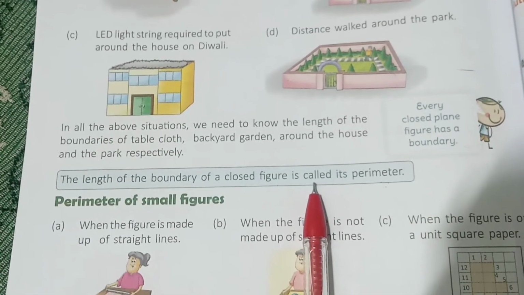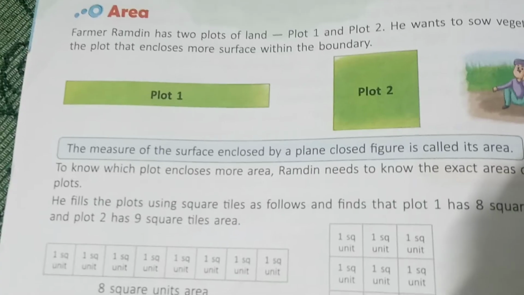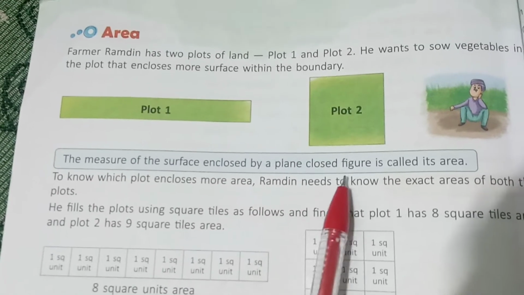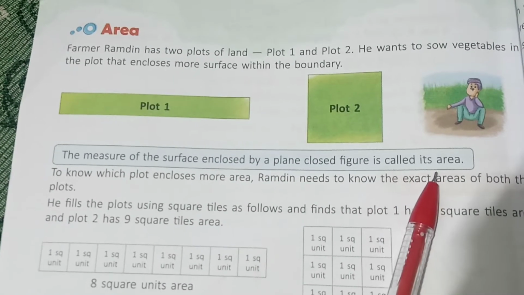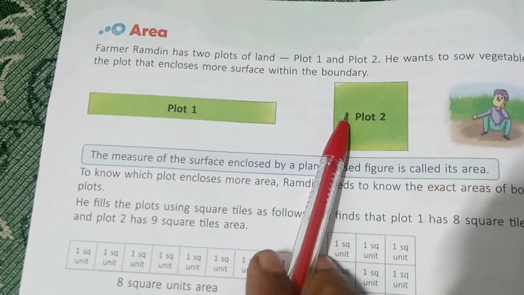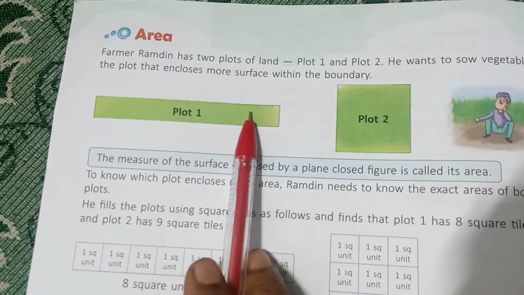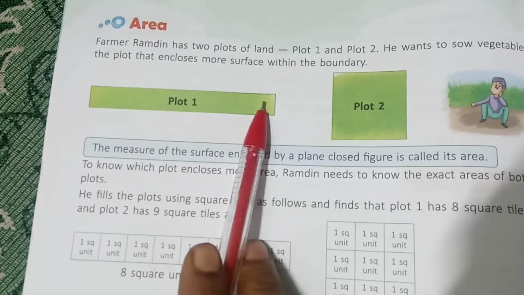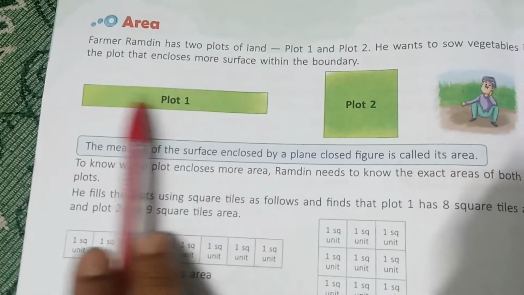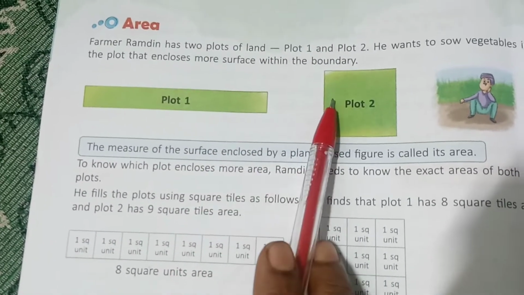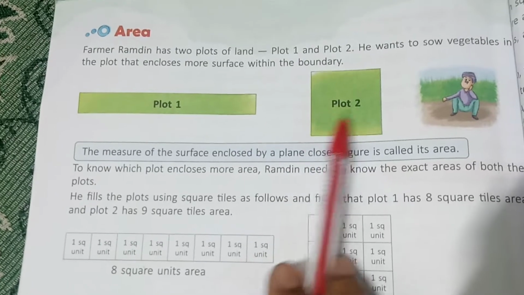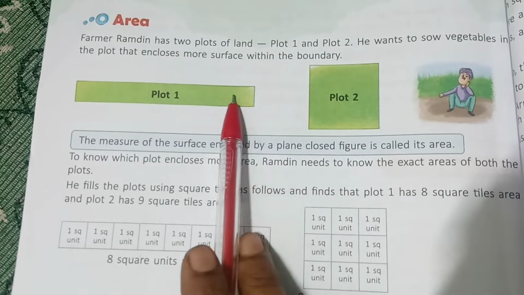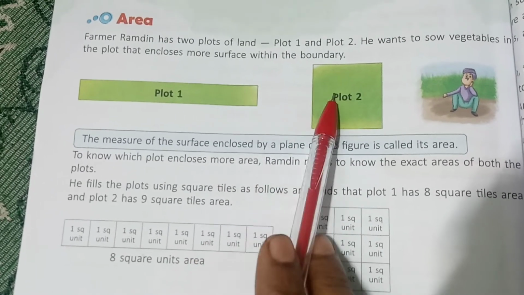Also, now what is the area of a figure, children? The measure of the surface enclosed by a plane closed figure is called its area. Children, here two plots are given. So, the area of this plot 1 is the area enclosed by this boundary, means the shaded region. The shaded region is showing the area of plot 1. Similarly, here the shaded region is showing the area of plot 2. So, by this we can understand the areas of different shapes.